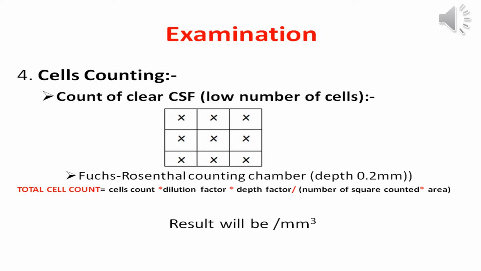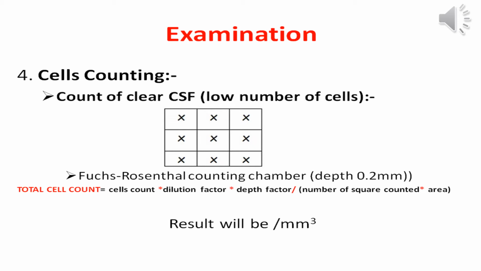When we say the inverse factor, the depth factor for the common chamber is 10. For the Fuchs-Rosenthal horizontal chamber the depth factor is 5. Why 5? Because it is 2 over 10 depth. When I say the inverse factor, what is its inverse? 10 over 2, which means 5. So the depth factor here is 5.